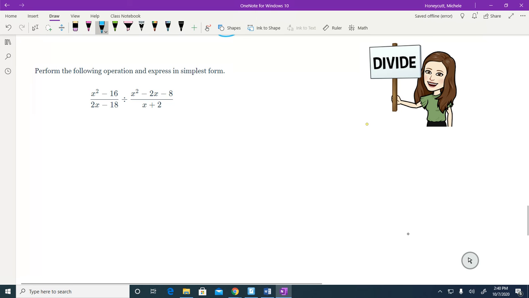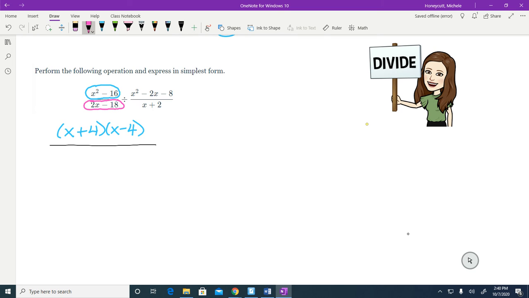All right, x squared minus 16. Again, we're going to factor everything as much as we can. So x squared minus 16 will factor into x plus 4 times x minus 4, because that's a difference of squares. The denominator's got 2 terms, but I see a greatest common factor of 2 in both of the terms. So I'll factor out a 2 times x minus 9. I'm going to bring over my division symbol. I'll flip in a minute.